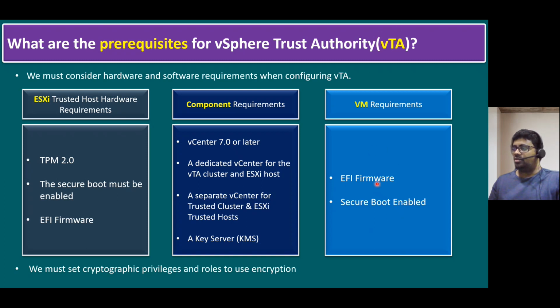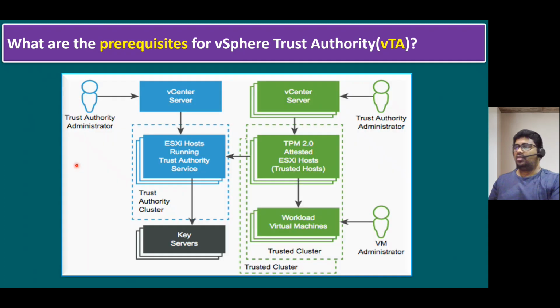That means all our virtual machines must be configured with these two, and vCenter is required, and we also require one KMS server, and the TPM must be enabled. And finally, we must set cryptographic privileges and roles to use encryption. That means to configure vSphere Trust Authority, we must have the necessary administrator rights. The default administrator is the vCenter administrator. Administrator at vsphere.local ID is required. Okay. And another point is the prerequisites for vSphere Trust Authority. Just note whatever requirements we discussed.